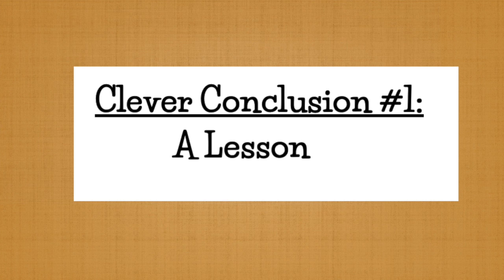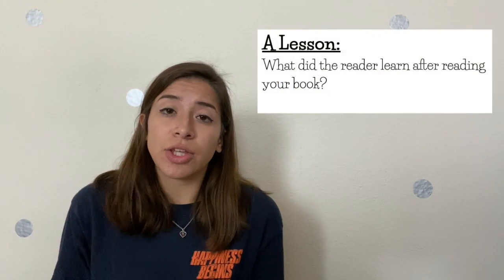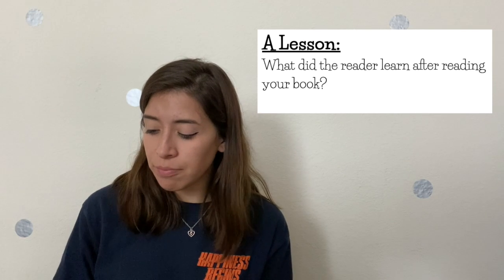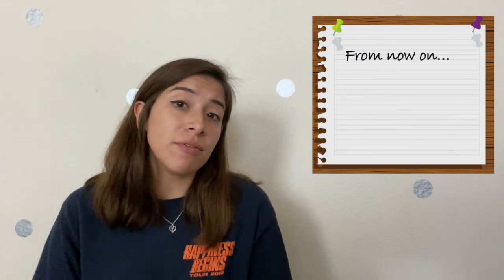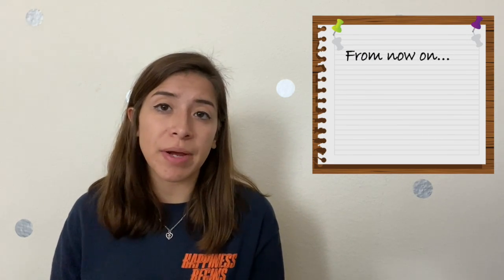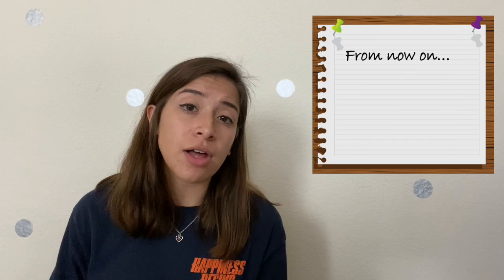So let's talk about the first thing you can do when you write a clever conclusion, which is what I like to call it. The first thing you can do is end with a lesson. Now, a lesson is something that you learned in the book. An example could be, from now on, whenever I'm walking through the pet store, I know a little bit more about dogs. Or maybe, from now on, the next time you walk into a pet store, now you know that dogs need a lot of care and love. That's something I can use for my own conclusion to the end of my book.